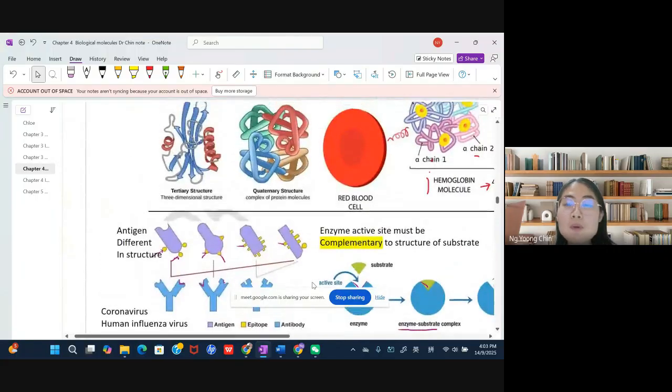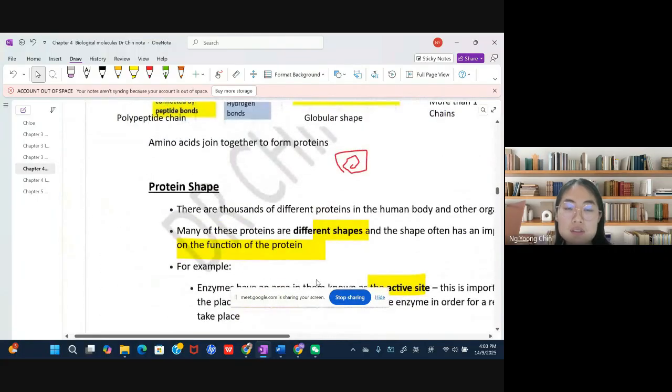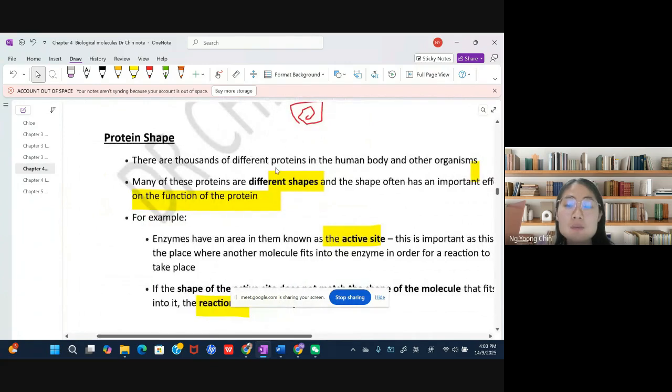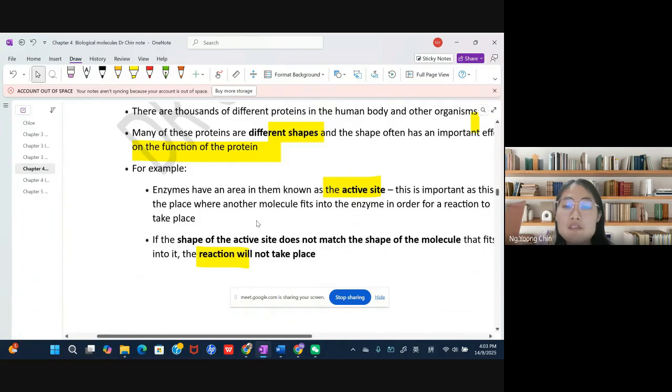Okay, so the most important aspect of proteins will be their shape, because the shape of proteins will determine the function of the protein. As simple as that. So if you have any factors that induce a change in the protein shape, you will be able to affect the protein function. It means that any change in the shape of proteins will cause them to become non-functional, because they are unable to bind to their substrate, since their shape has already been altered.